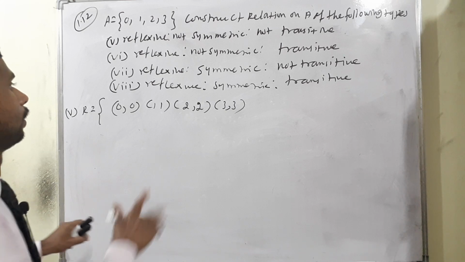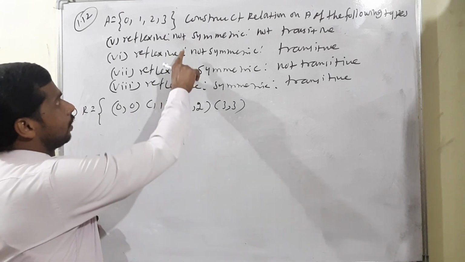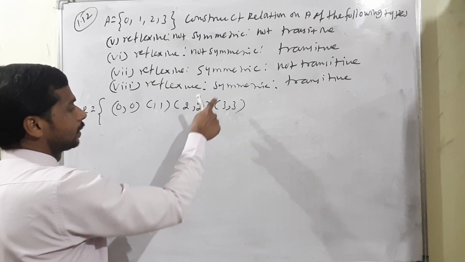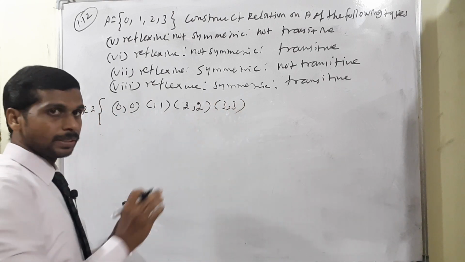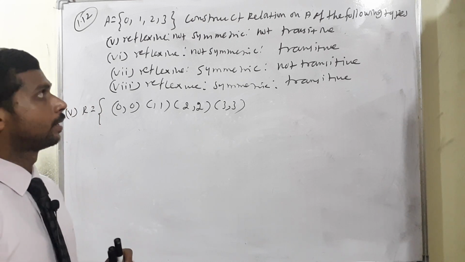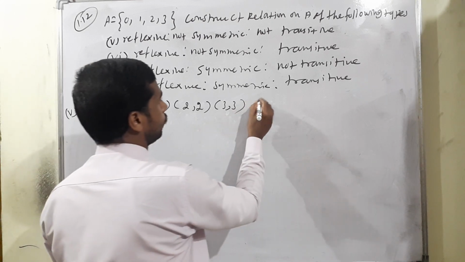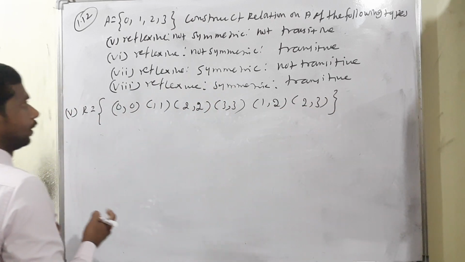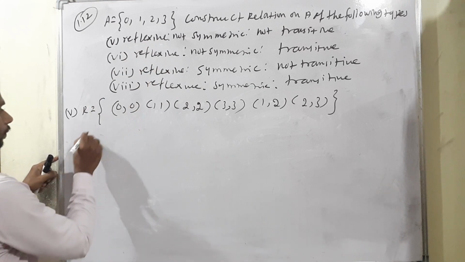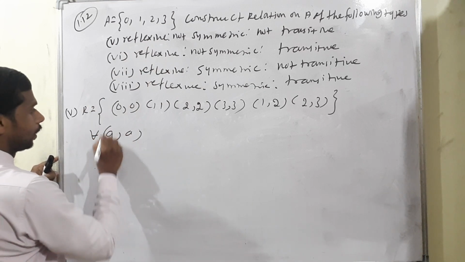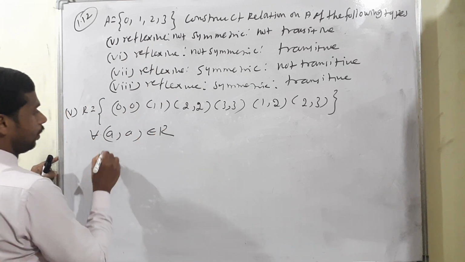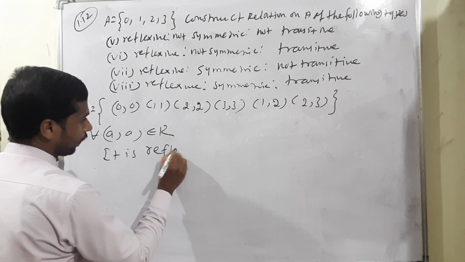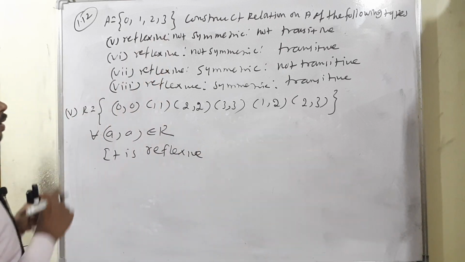So what do we have to do? So 0 comma 0 is there. Then for not symmetric, 1 comma 1 and 2 comma 2, 3 comma 3 are there. Not symmetric means, because with single elements we can say this is actually symmetric, but we have to show it is not. What do we have to do? Add 1 comma 2 and 2 comma 3 also. Now we can check it. First, reflexive is there: for all A comma A, it belongs to R. Definitely we can say it is reflexive.